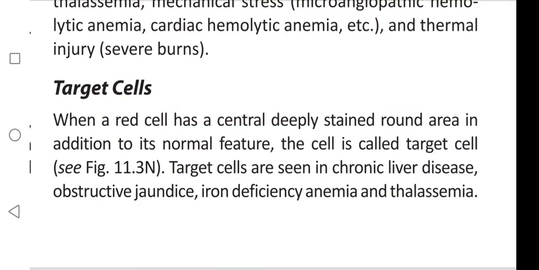Once again, target cell. When a red cell has a central deeply stained round area in addition to its normal feature, the cell is called a target cell. Target cells are seen in chronic liver disease, obstructive jaundice, iron deficiency anemia, and thalassemia.